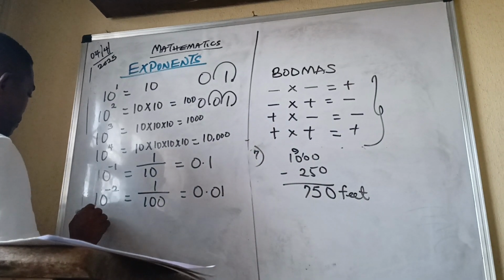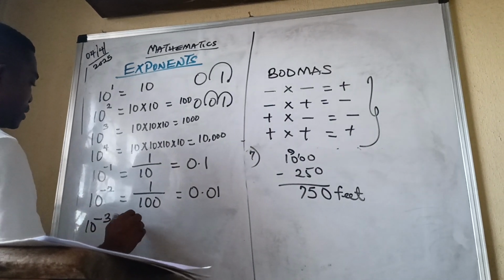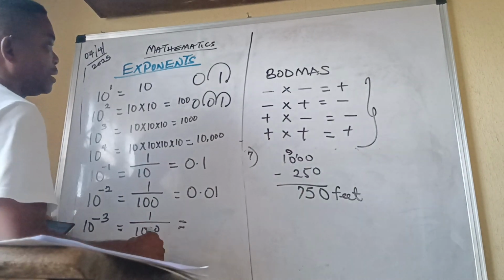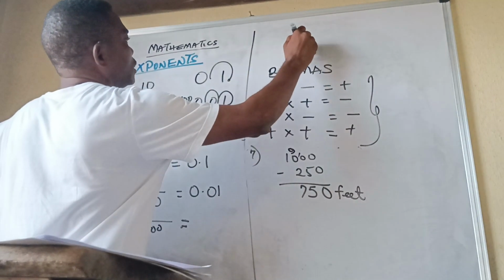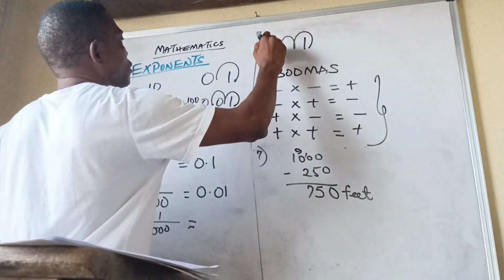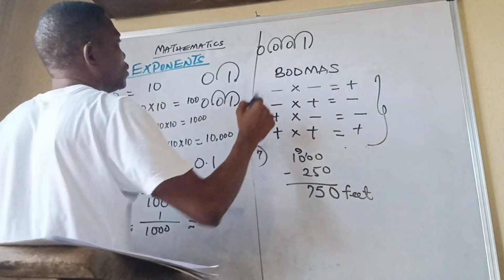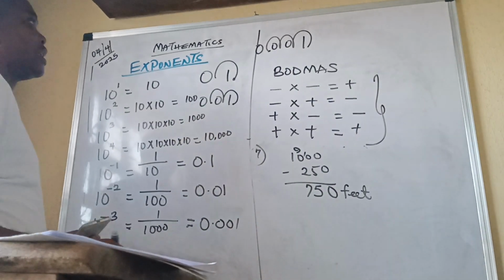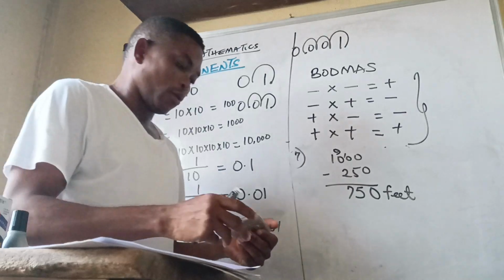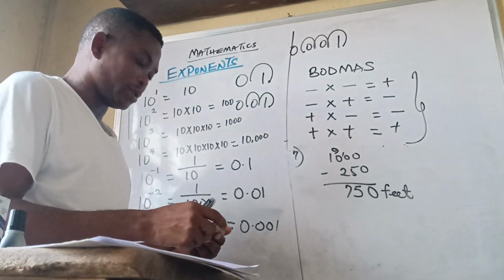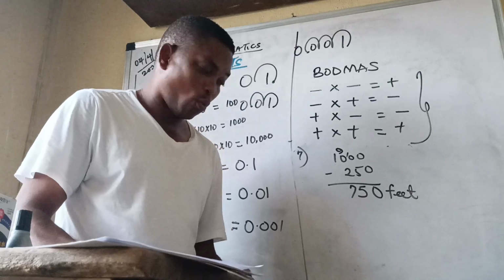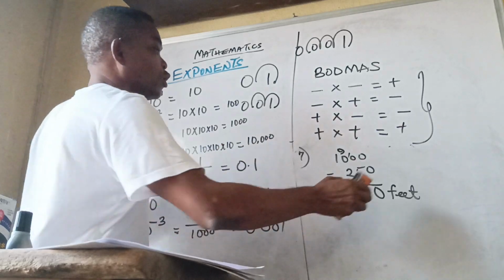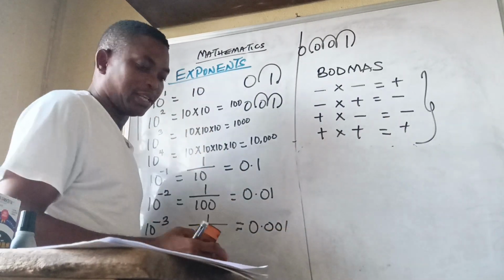10 raised to power minus 3 is still the same thing as 1 over 1000. So it means I'm moving my decimal how many times? 3 times. 1 imaginary point here. 1, 2, 3. Look at where the point is. Put 0, 0, 0. So I'm going to have 0.001. So the number of zeros determine your movement. So 1 over 1000 will give me 0.001.